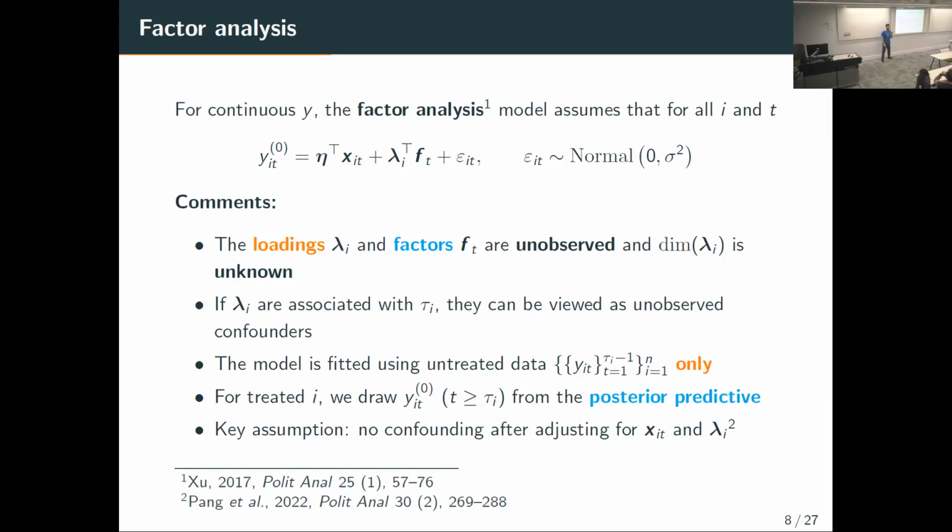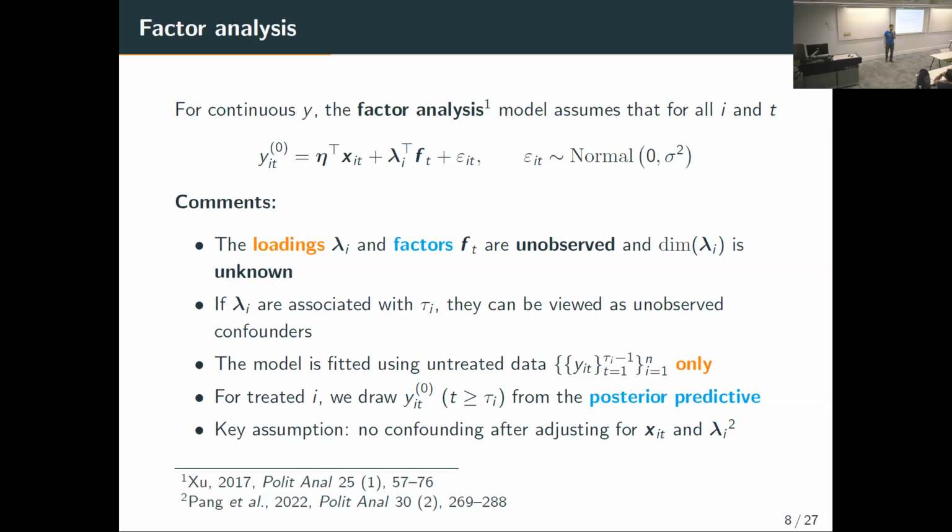The important thing about this model is that it also includes this product of terms lambda and f. From now on, I will call the terms lambda the loadings, and these are specific to each unit. And the term f is another vector. I will call them the factors. And these are common to all units, but they are specific to each time point. And both of these vectors are unobserved.